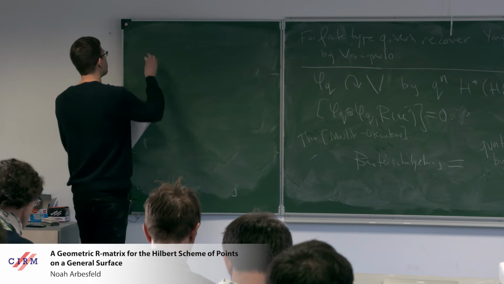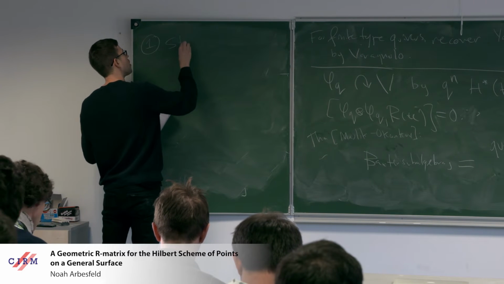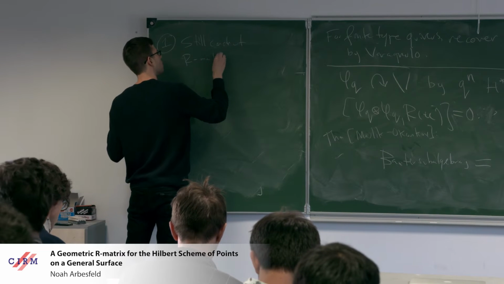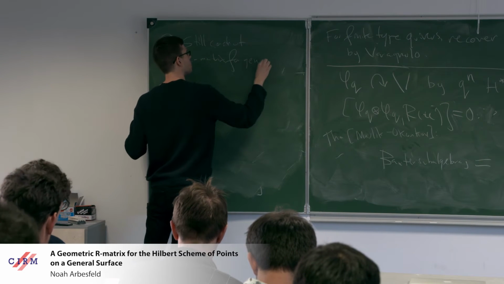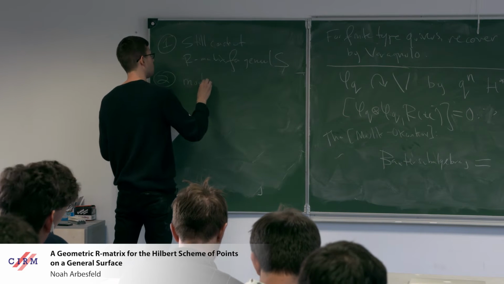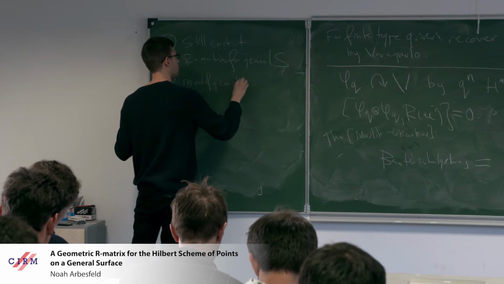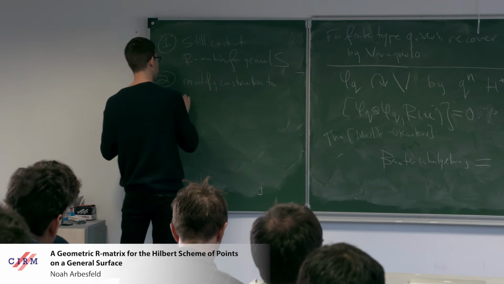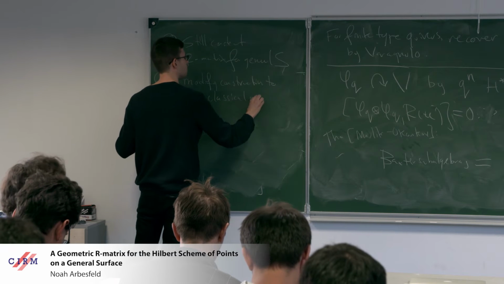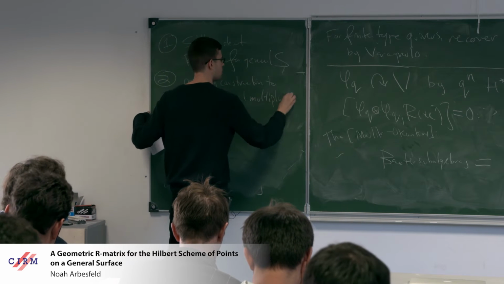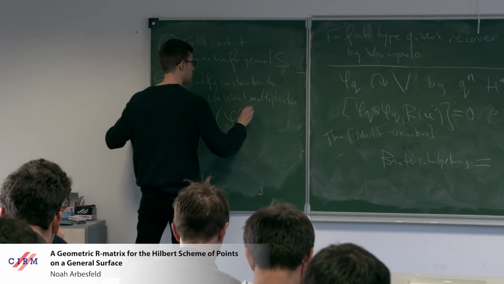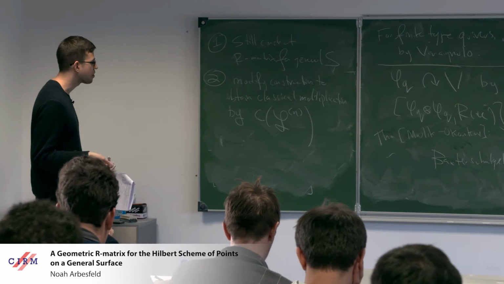Okay, but what we can do is, one, we can still construct an R-matrix for general S. And two, we can modify this construction to obtain classical multiplication by Chern classes of tautological bundles associated to other line bundles over the surface.